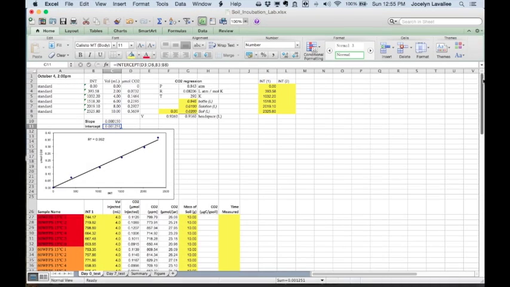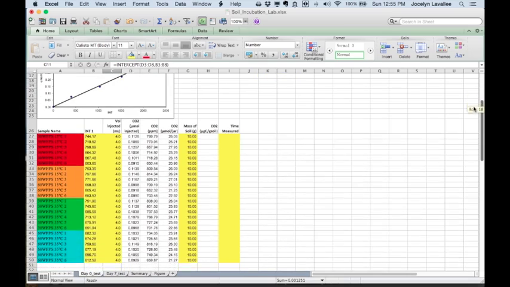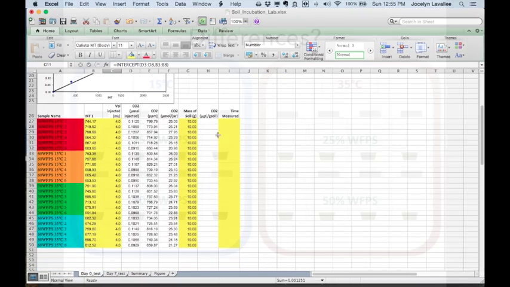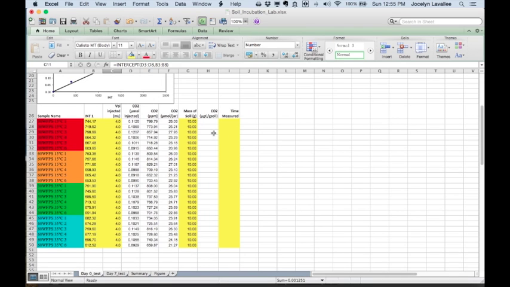Our measurement will yield one CO2 efflux rate value per sample. Now, what do we do with that data? It's time to analyze it. Do we see any significant difference between our treatments? Use the data provided to practice the calculations we saw today and to determine whether the moisture and temperature treatments had significant effects on CO2 efflux rates from our soils.